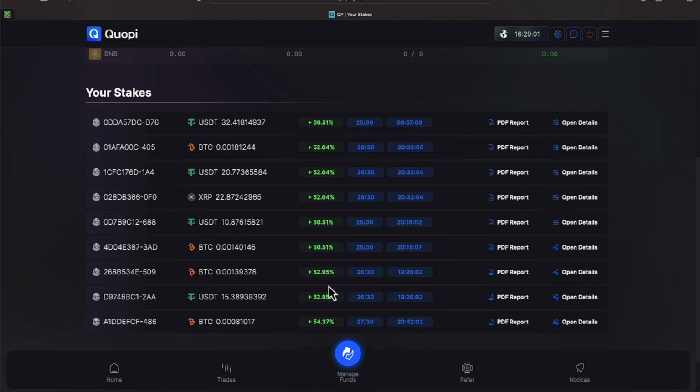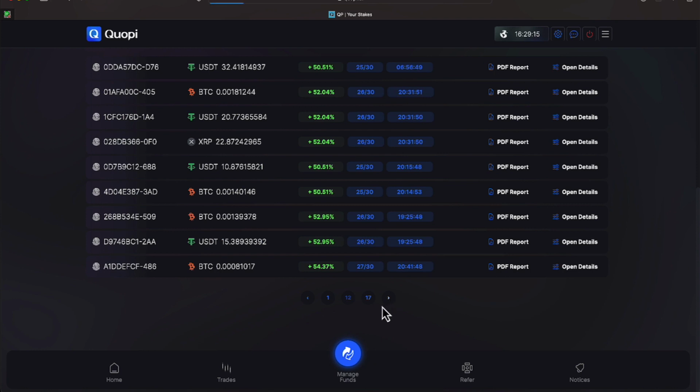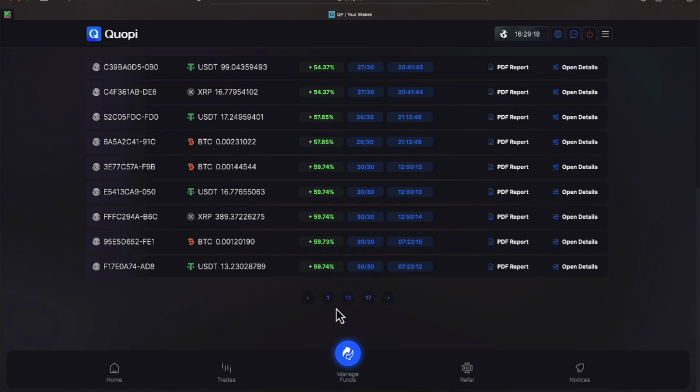And that's a 50.51%. And on 26 trading days, Quopi has achieved a 52.04. And on 27 trading days, Quopi has achieved a 54.37%. We will go to the next page where we will pick up with a 28 or better. And we have a 29. On 29 trading days, Quopi has achieved a 57.85%.